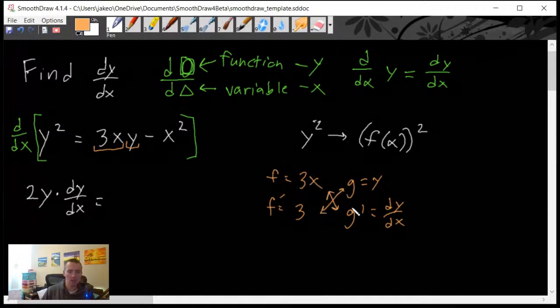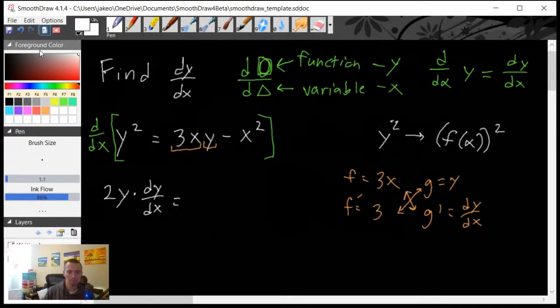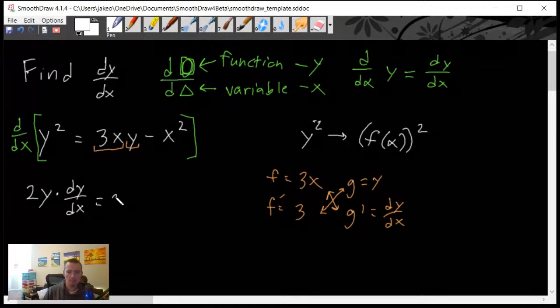So we're going to get 3x times dy dx and then 3 times y, and then add them together. And then for taking the derivative of minus x squared, that's just going to be straight up power rule. That's nice and simple. Bring the 2 down in front, lower the power by 1, giving us 2x.